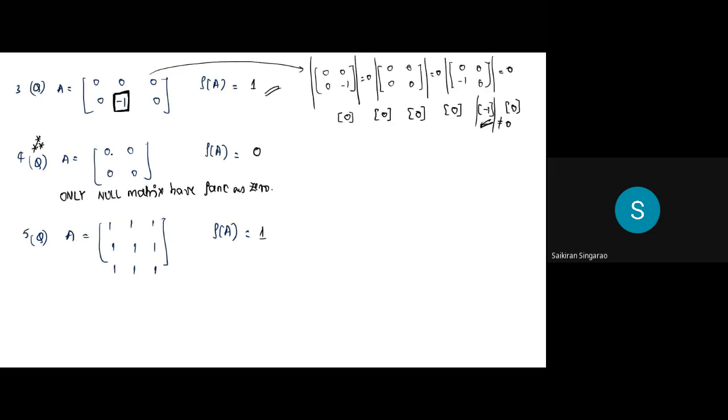Right? Because 2 cross 2 is obviously 0. 1 cross 1 is also 0. So definitely rank is coming to be 0. Right? Only a null matrix will have rank as 0. Correct? Now, let me go to the third one.